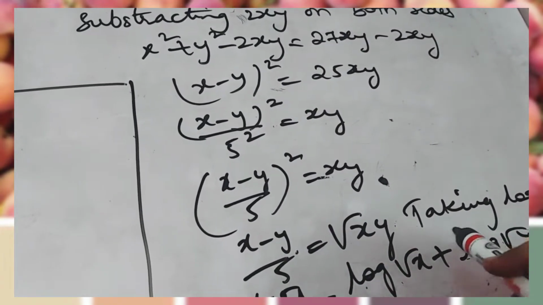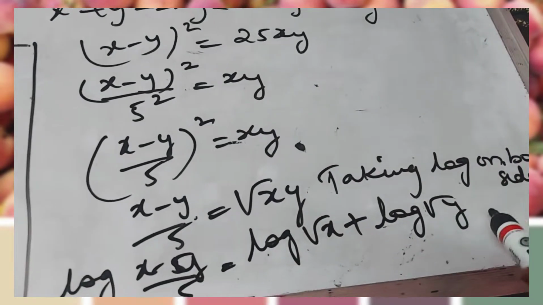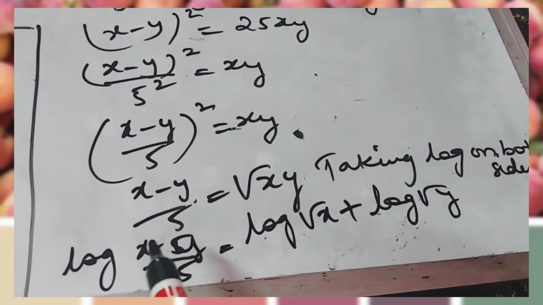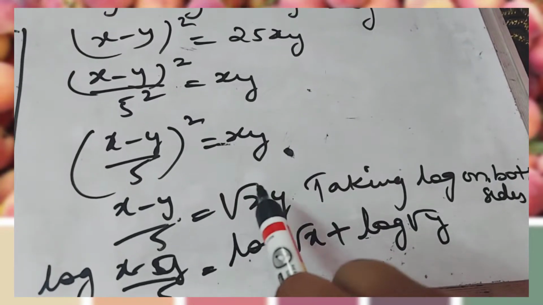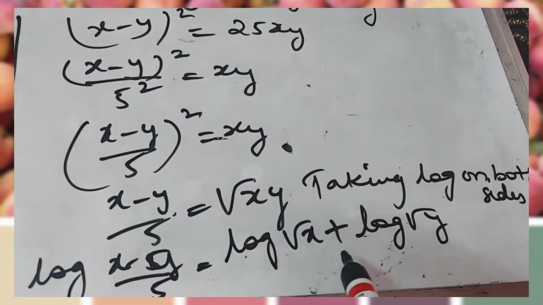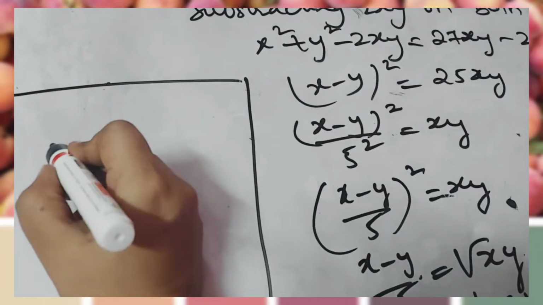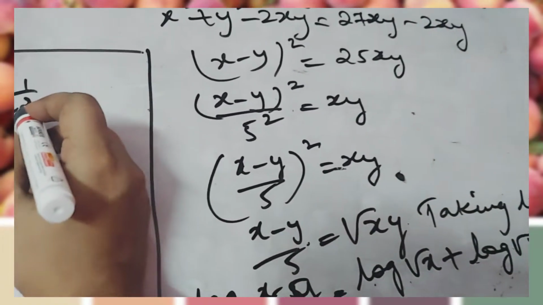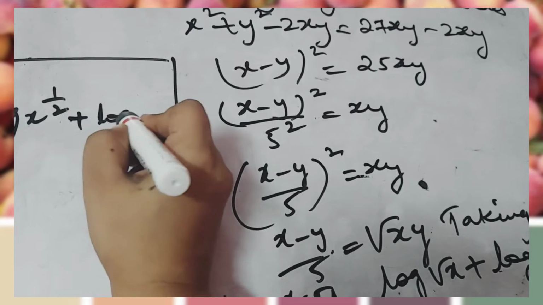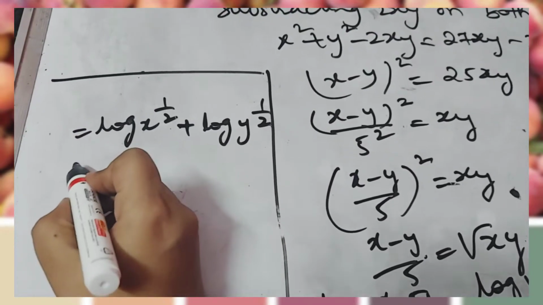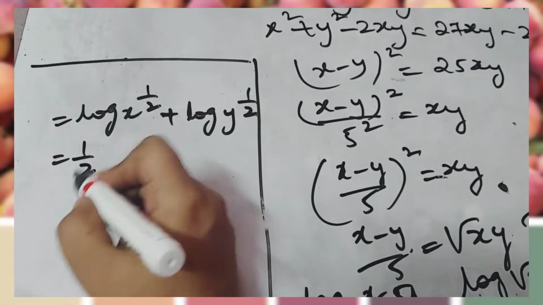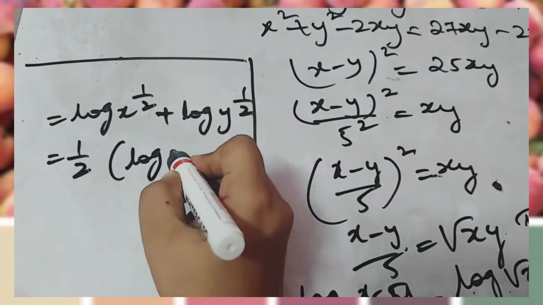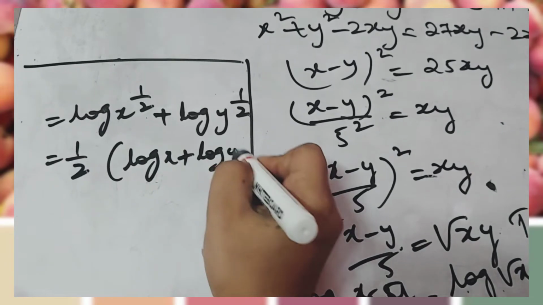Now taking logarithm on both sides. If you take logarithm on both sides, what will happen? log((x − y)/5) = log √x + log √y. If a product is there and you are separating, you have to take plus. Log √x means (1/2) log x, then plus (1/2) log y. Then take 1/2 common: (1/2)(log x + log y).